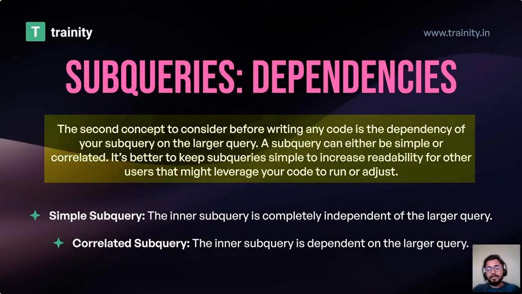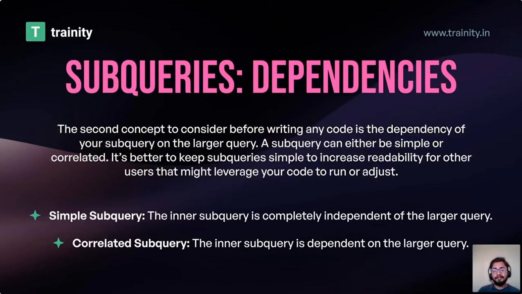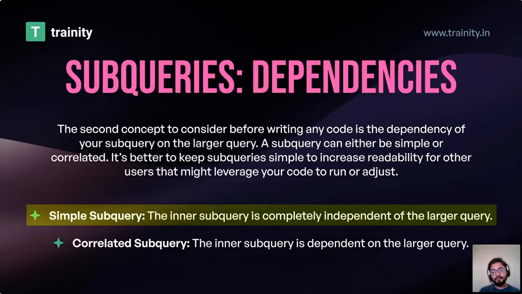And the second part here was called dependencies. As I already mentioned this term in the last session as well, a subquery can be of two types. It could either be a simple subquery in which the inner subquery can run independently of the outer subquery. All the examples that we had discussed in the last class were all examples of simple subqueries, in which you can copy paste the subqueries and execute them standalone without writing them inside an outer query. That is what a simple subquery means. So it's an inner subquery which is completely independent of the larger query.